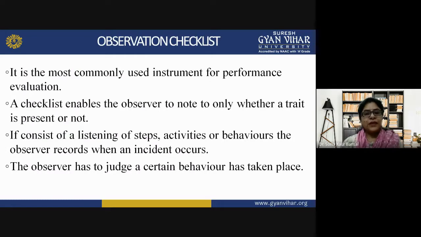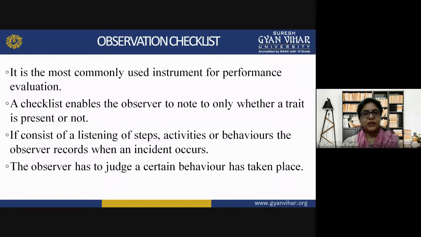Now, first of all, let's understand about observation checklist. So what is a checklist? It is the most commonly used instrument for performance evaluation. So when we have completed something or when we want to check something on the basis of performance, we are going to use the checklist. A checklist enables a researcher or observer to note only whether a trait is present or not. We are going to research a particular trait, a particular thing in an object or a person. So we are going to check whether it is there or not.